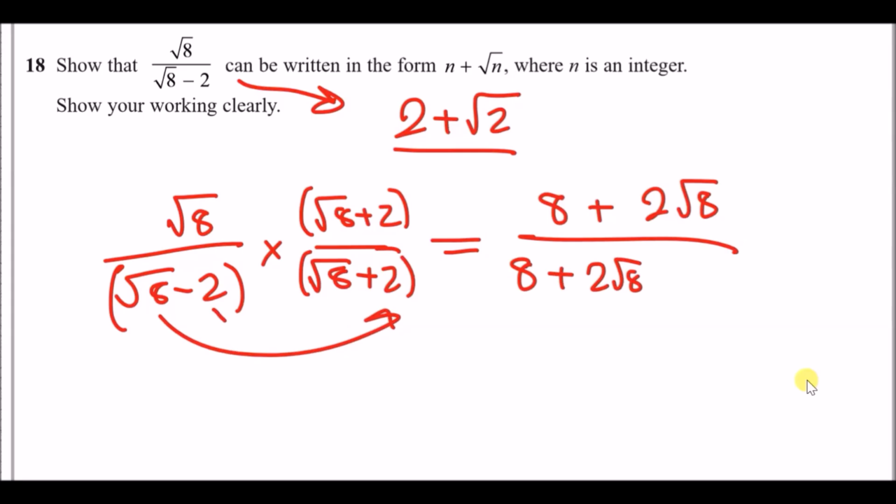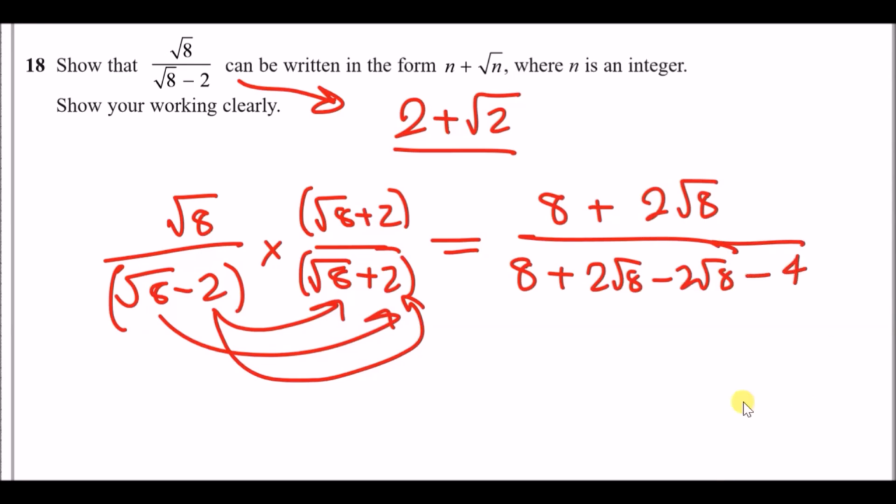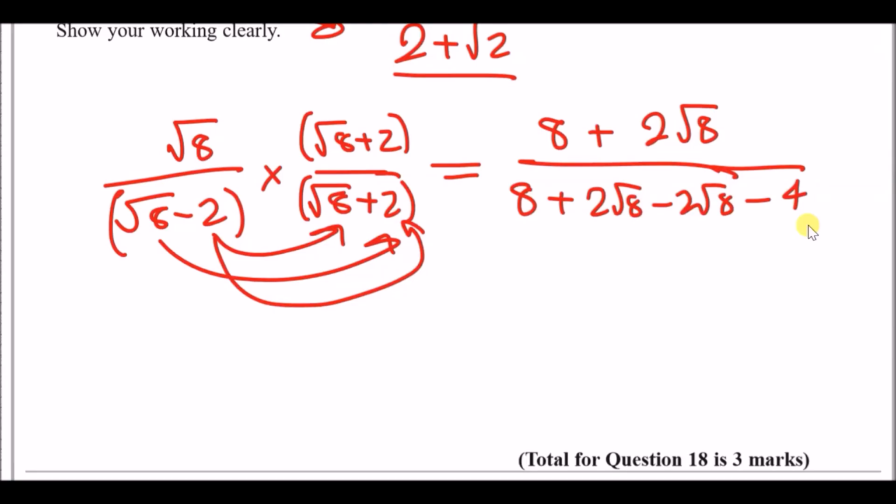And then minus 2 times root 8, which is minus 2 root 8. And lastly, minus 2 times plus 2 is minus 4. Now, just to simplify your life, you can literally just put everything in the bottom in the calculator. And if you did that, you'd be left with exactly 4.